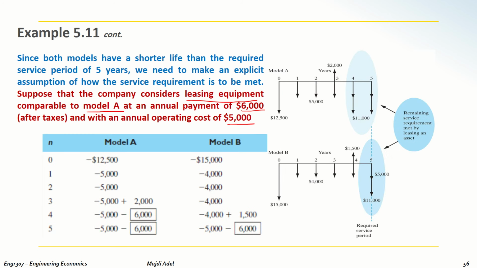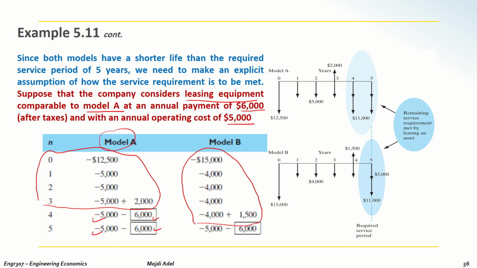So the cash flow will become for model A and model B as follows. This is the original cash flow for model A and this is the original cash flow for model B. Now, leasing an equipment will cost them $6,000 per year, and will cost them an extra $5,000 in operating and maintenance cost for 2 years for model A. But for model B, they will lease an equipment for $6,000 and will cost them $5,000 in operating and maintenance cost, but for 1 year.